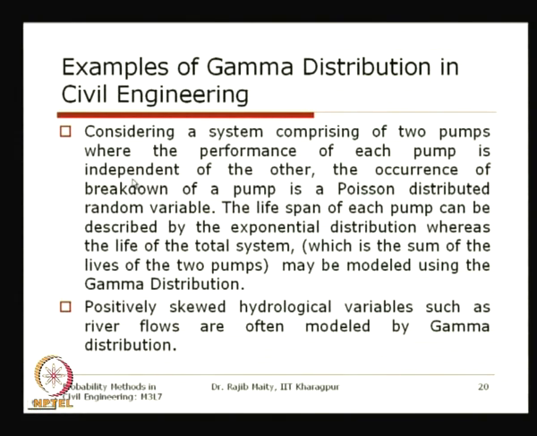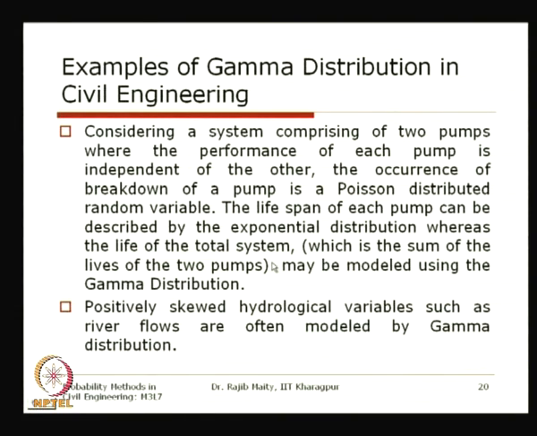We understand why we are using this independence: we have to add up these lifetimes. Now, the occurrence of the breakdown of one pump is a Poisson distributed random variable. The lifespan of each pump can be described in terms of the exponential distribution, whereas the life of the total system should be the sum of those many pumps. It may be 2, 3 or whatever, which in this case is the sum of the 2 pumps. So, it may be modeled using the gamma distribution.